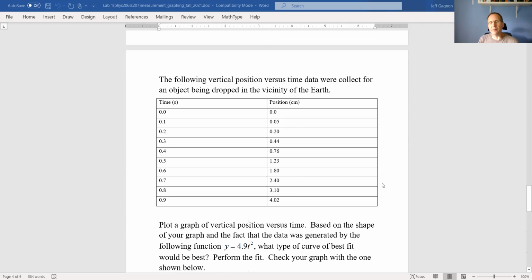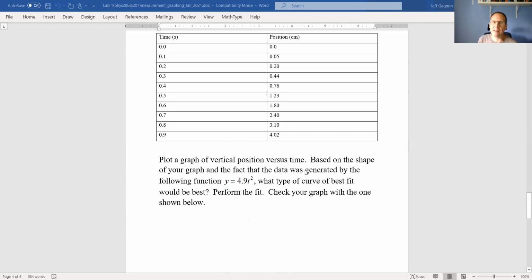Okay, and that's it for lab one. So lab one was just practicing basically computing percent experimental accuracy and percent experimental error, and then practicing drawing graphs using Pasco Capstone.